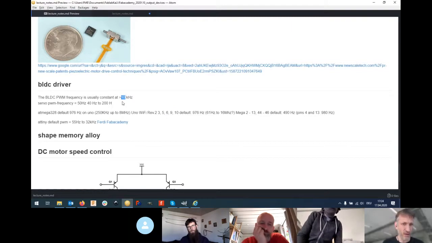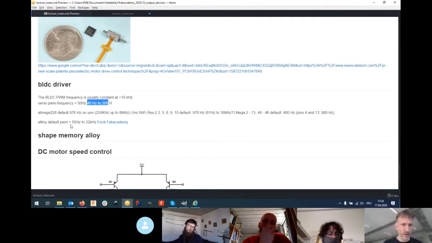It's a lot higher than the 40. Well, it's somewhere in the 40 to 200 hertz range. And depending on the ESC you're using, this might work or not. In my case, it doesn't. So I made an extra little circuit.